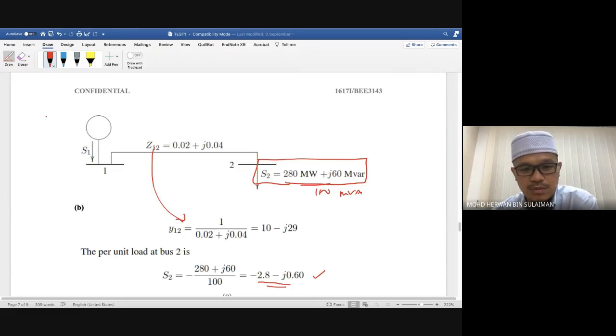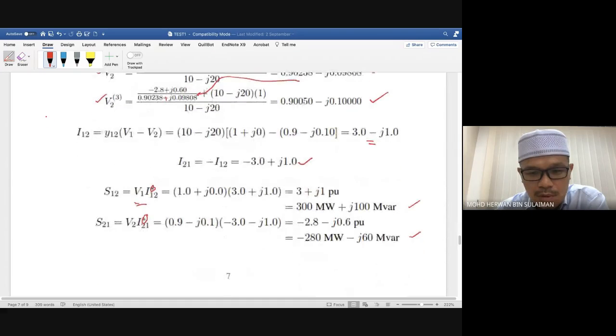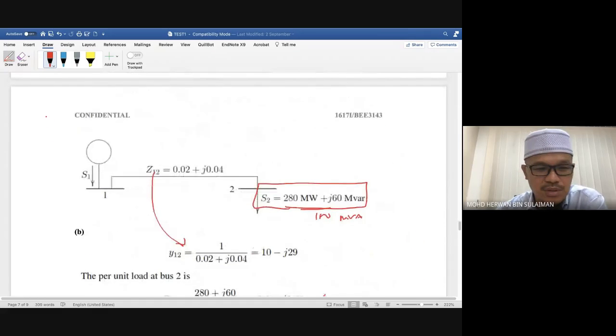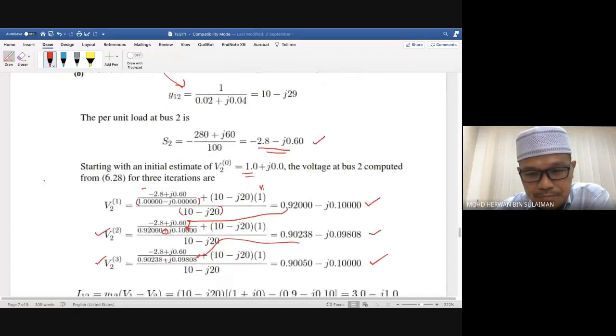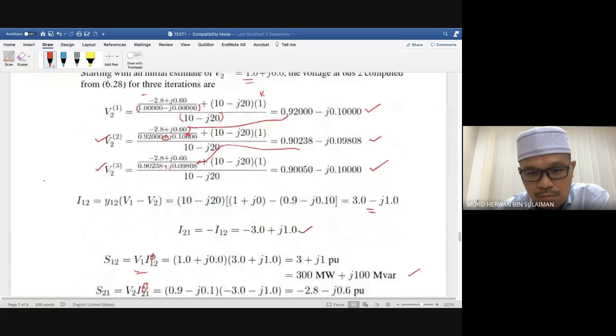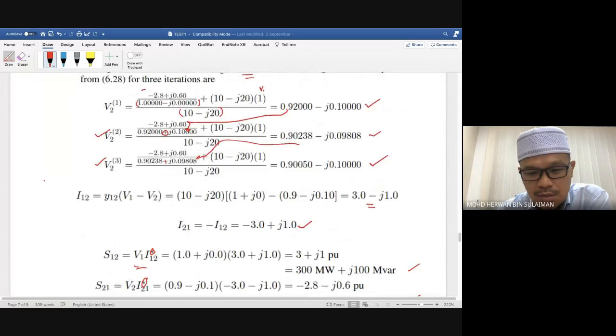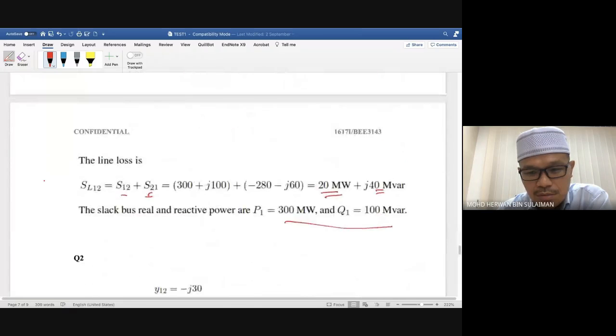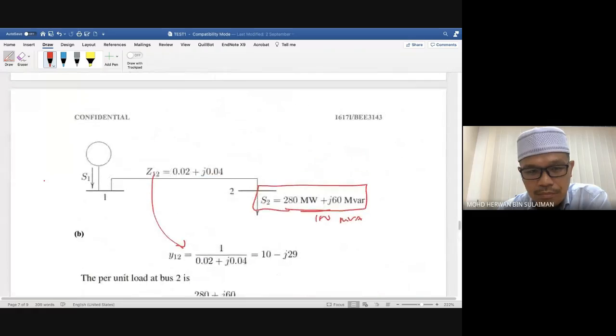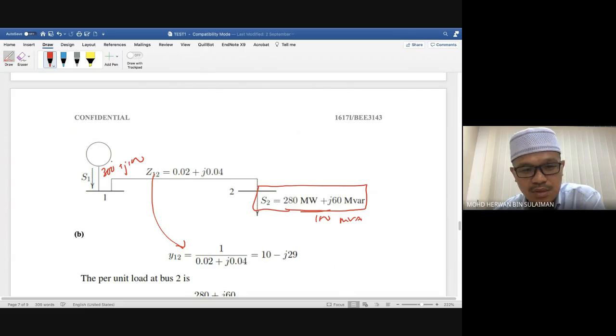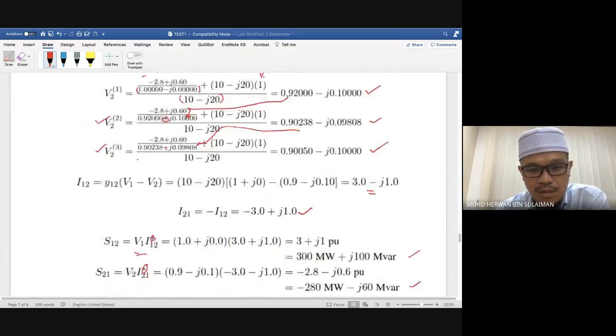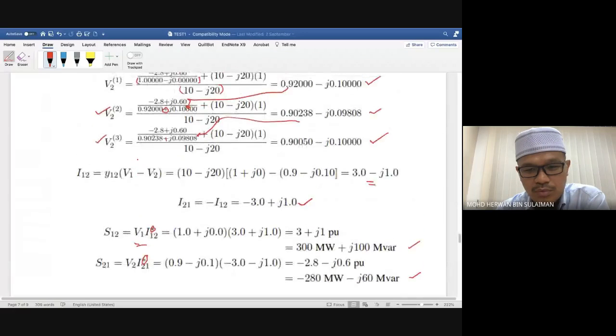This one is what? Your 300 plus 100, because your sending end is a simple one. What goes in equals what goes out. So this one is 300 plus J 100. This one is the sending end. Receiving end 280, 60.